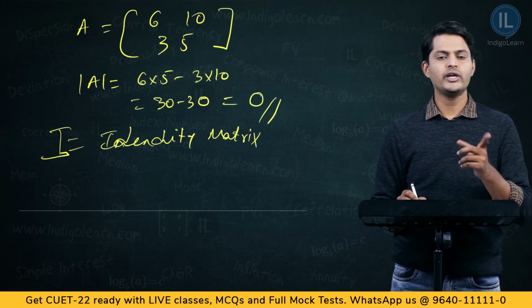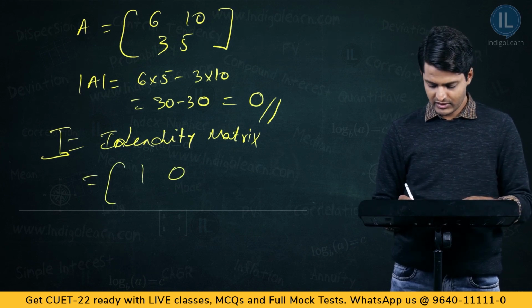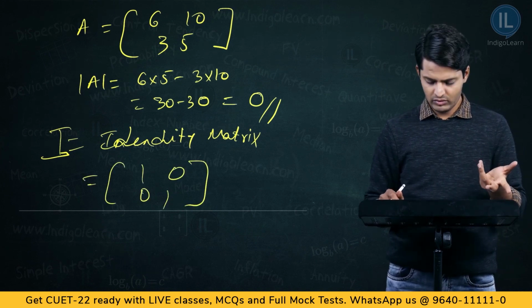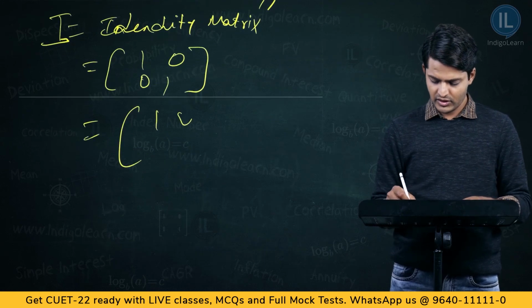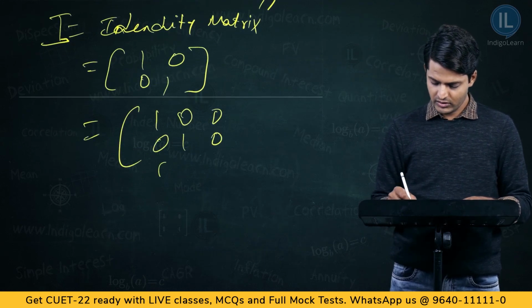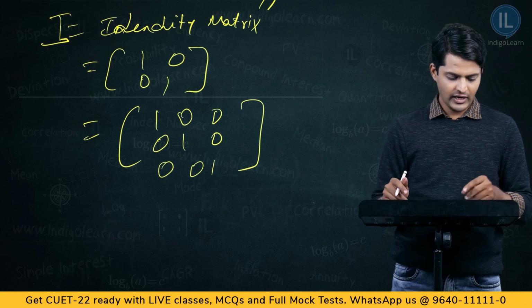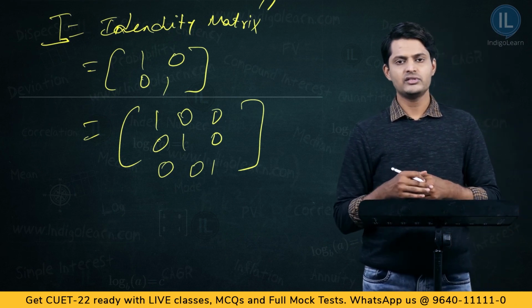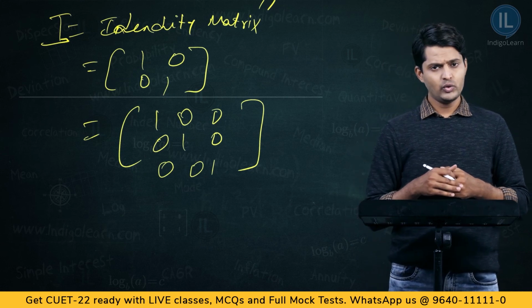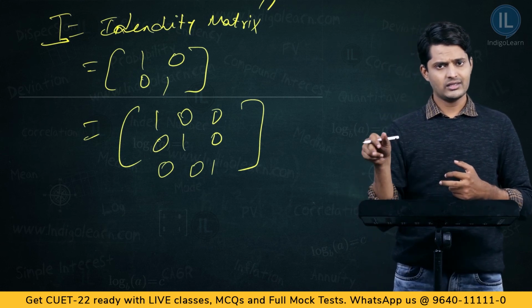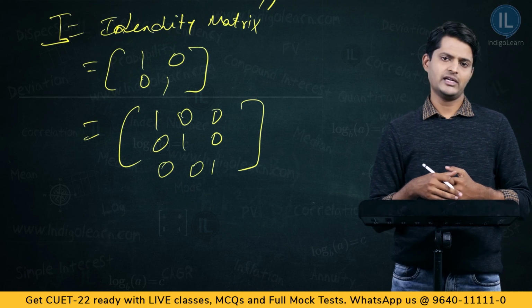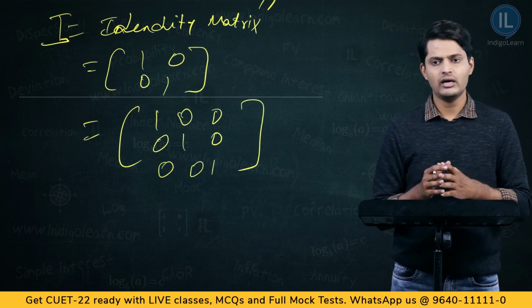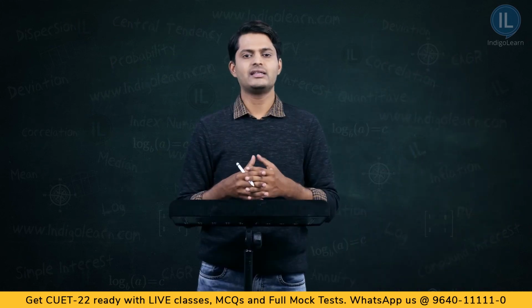Identity matrix or a unit matrix where the diagonal elements are 1 and the rest are 0. If it's a 2 by 2, or if it's a 3 by 3 matrix, 1 0 0, 0 1 0, 0 0 1, that will be it. So we have used the same notation in your question number 33, where I represents a unit matrix with 1 0 and 0 1 as the elements. Okay, so that ends your matrices. Next time we look at another chapter.